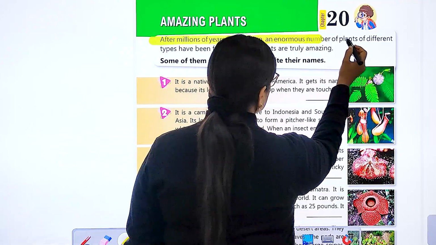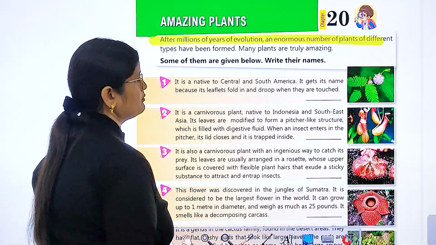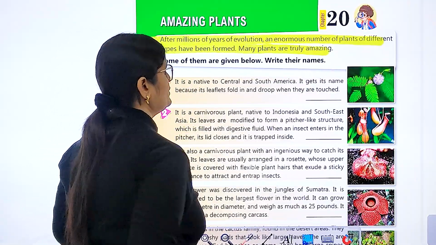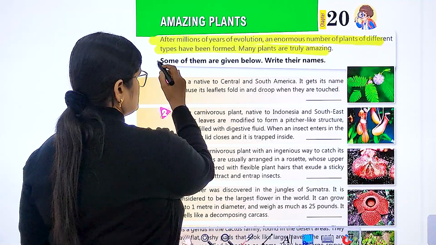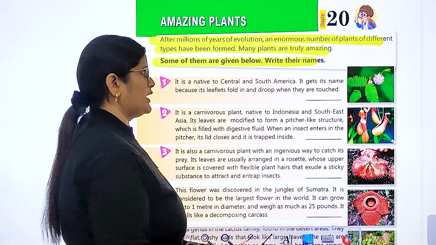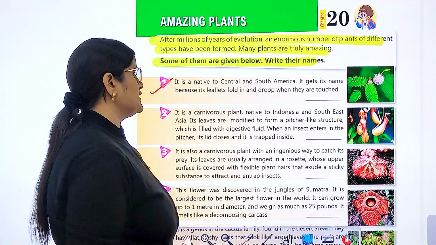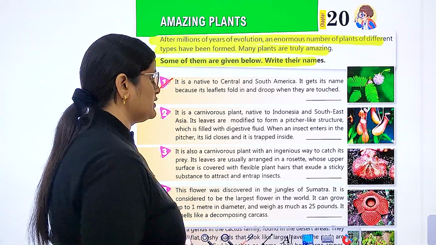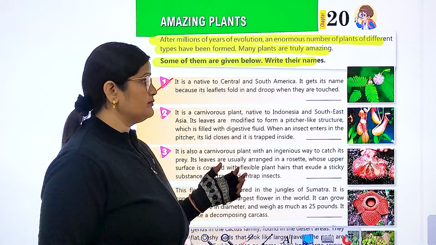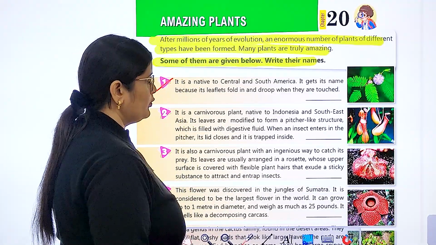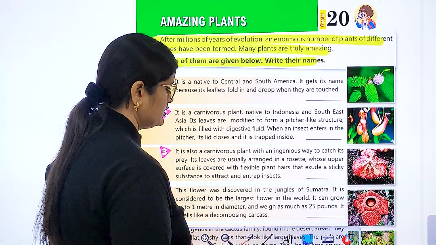After millions of years of evolution, an enormous number of plants of different types have been formed. Many plants are truly amazing. Some of them are given below. Write their names. 1. It is native to Central and South America. It gets its name because its leaflets fold in and droop when they are touched.